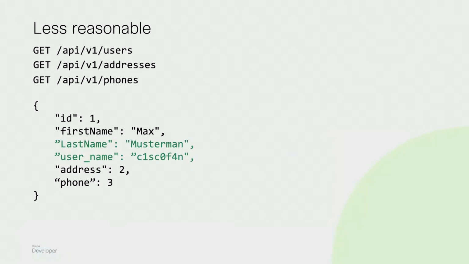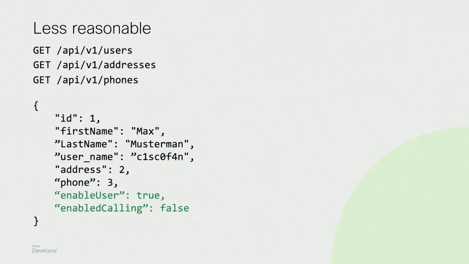And while these are quite obvious and quite visible examples of these kinds of inconsistencies, even more devious are these kinds of things, right? Booleans, where some of them are prefixed as enable user and the other one is enabled calling, right? That one D in there introduces a lot of inconsistencies, makes it hard to reason, hard to predict what the property in the API will be called, and thus makes the developer experience a lot more difficult.